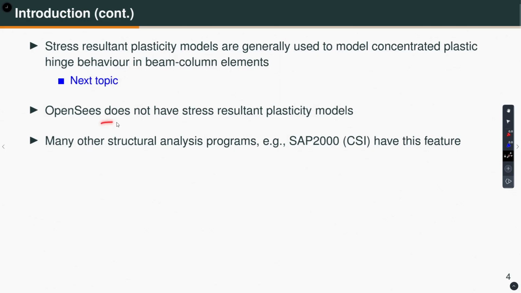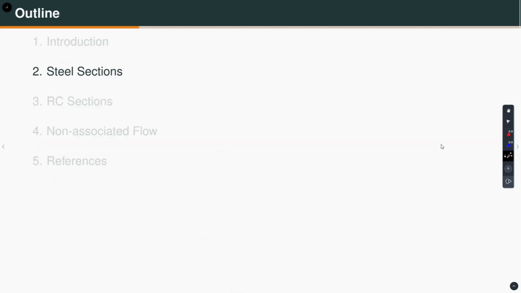Also note that OpenSees does not have stress resultant plasticity models. So, therefore, I will not be able to show you any example problems. Nevertheless, there are other computer programs, for example, the CSI software, SAP 2000 or ETABS, that actually have this feature. So, let us see how we can model this PMM interaction using stress resultant plasticity in this kind of computer programs. Again, I will not do an example, but we will talk about the theory.